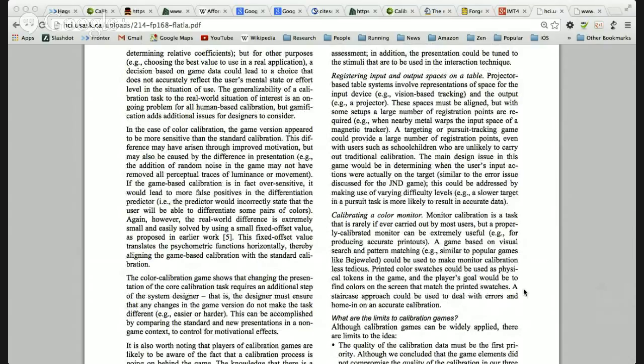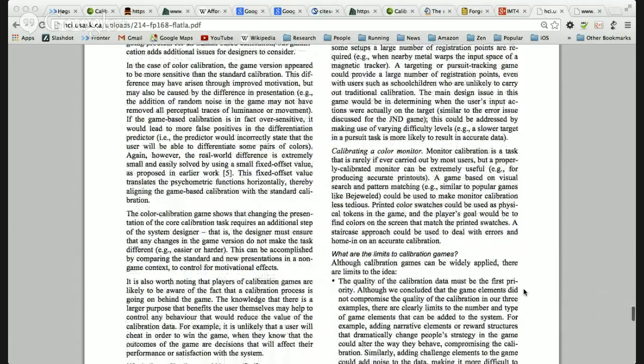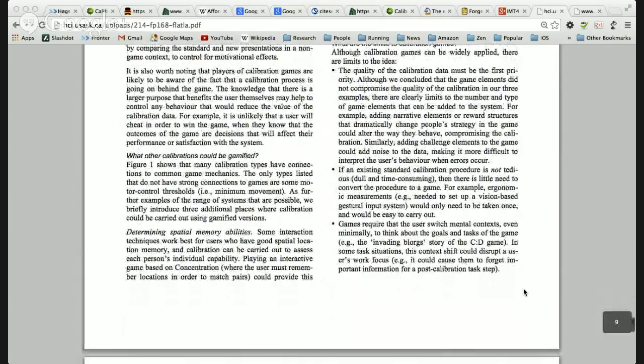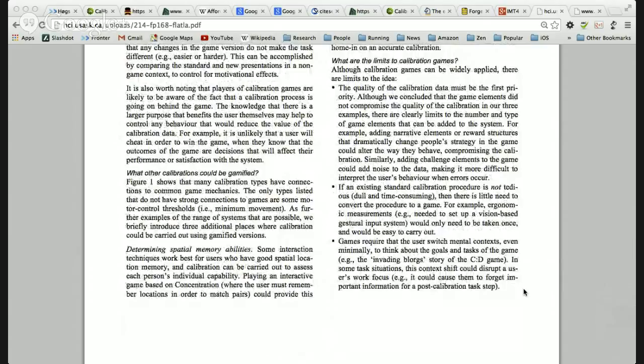They also talk about when you shouldn't gamify calibration. This is basically meant to change tedious and boring tasks into something that people will actually do. So if the existing calibration is not tedious, then there isn't a lot of incentive to convert it to a game. It's also important to note that adding challenge and adding rewards could add noise to the data, and it's important not to change it too dramatically, to avoid incentivizing people to cheat or change their strategy too much, so that you will mess up the calibration.